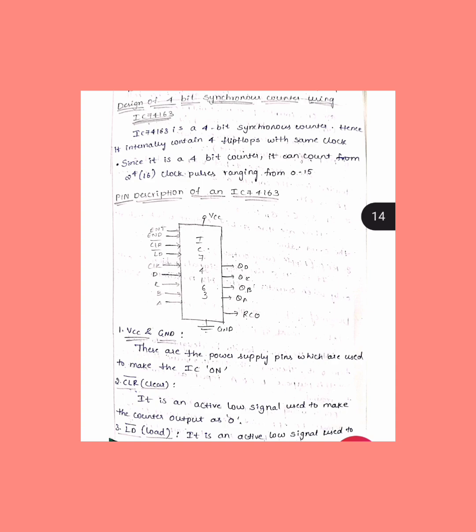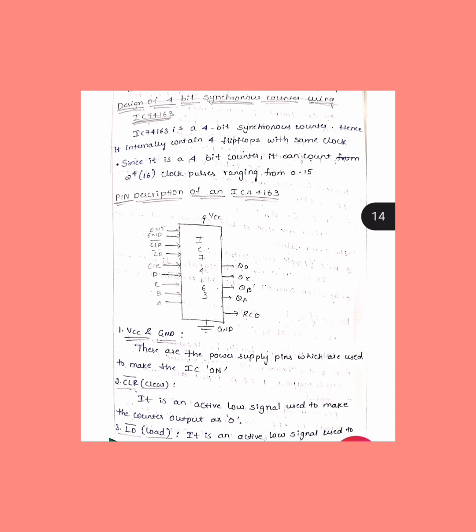Let us see the pin diagram of IC 74163. You can see this. First, VCC and ground pins are there. These are the power supply pins which are used to switch this IC on. Then you can see clear bar, which is an active low signal, and it is used to make the counter output 0. You know this already from flip-flops.